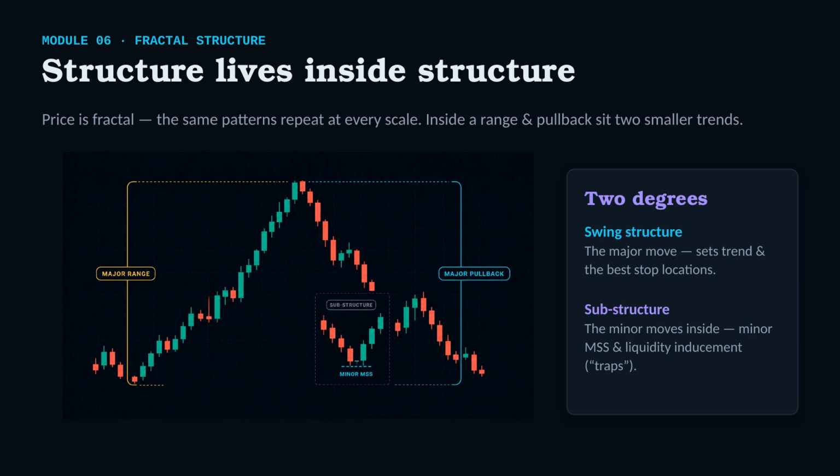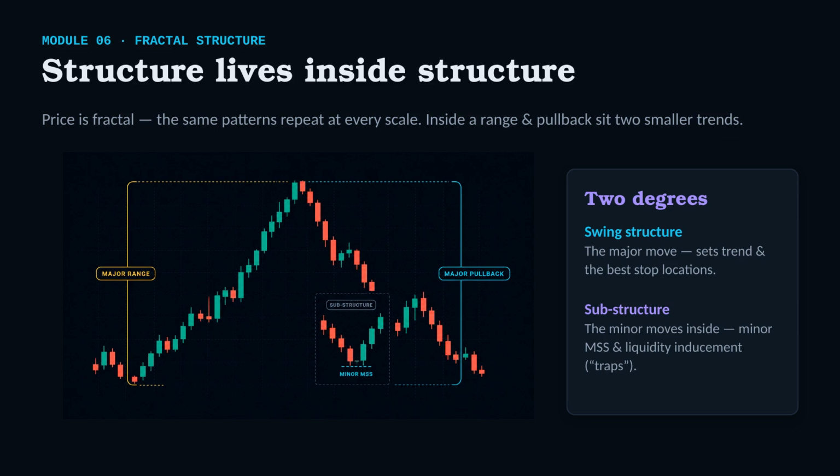The reason is that price action is fractal. These patterns happen within one another. Inside the range and inside the pullback, you can usually detect two opposing trends. And in the transition between the range and the pullback, you can see one of the types of market structure shift, but at a smaller scale. This is enormously helpful. It is how you detect more precise entries and higher probability trades.